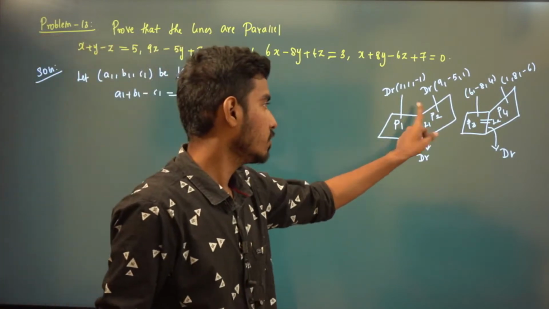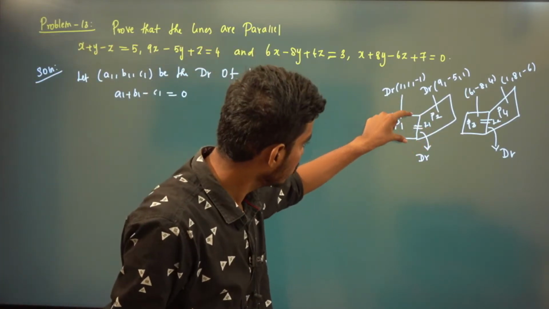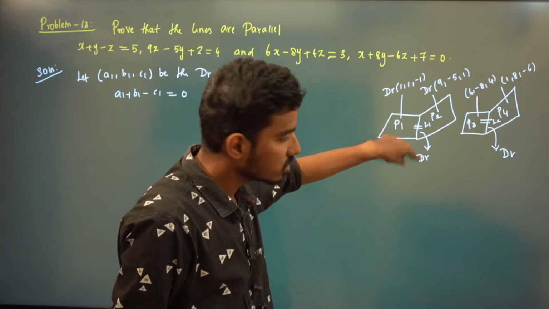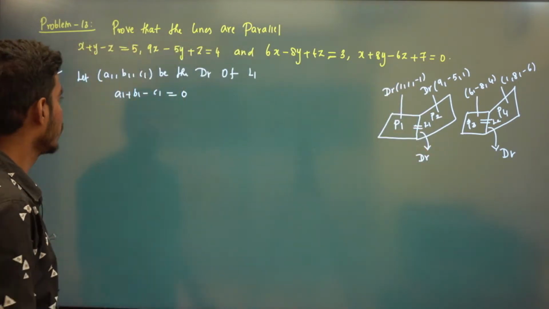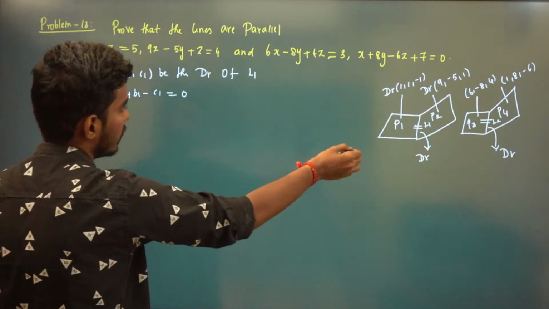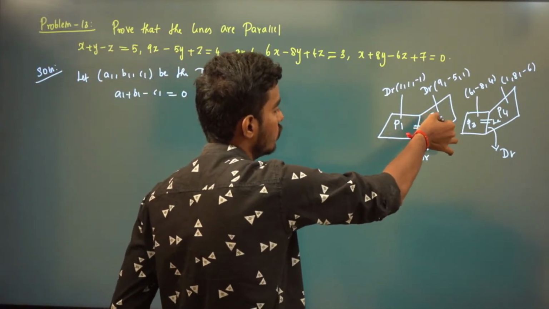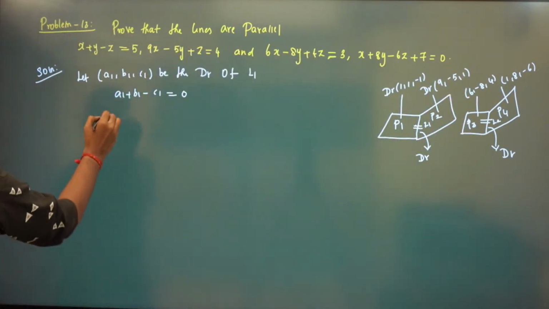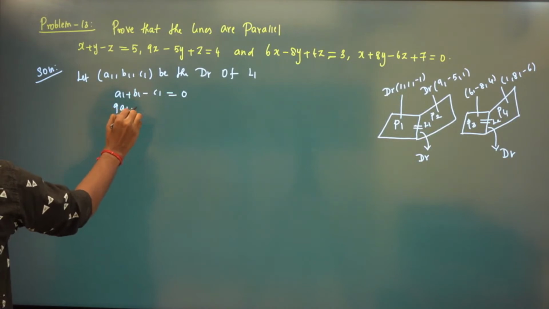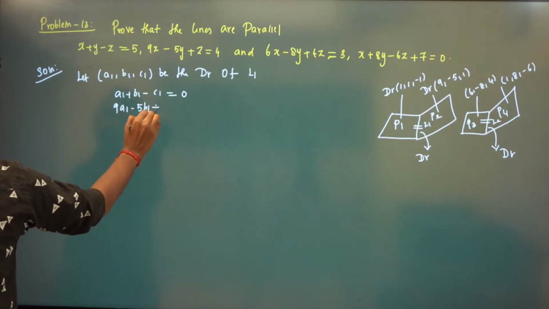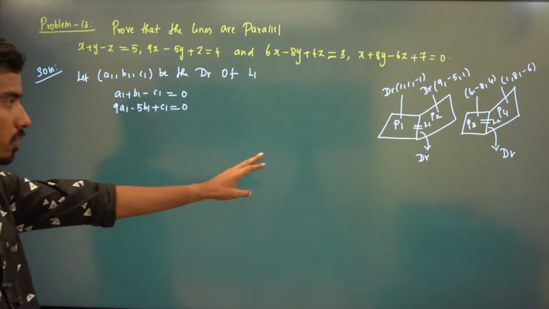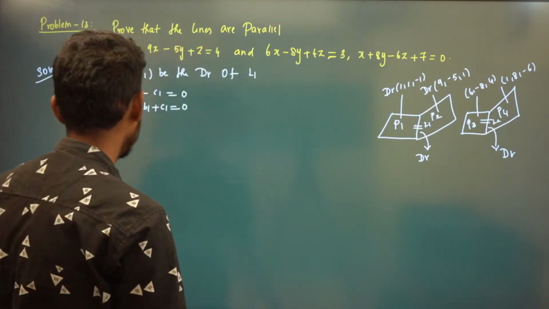This L1 lies in P1. That means this direction ratio is perpendicular to the normal. So we will have A1 A2 plus B1 B2 plus C1 C2 is 0. And similarly, this line L1 is also in the plane P2. So it is perpendicular to the normal. So we will have 9A1 minus 5B1 plus C1 is equal to 0. Now solve for A1, B1, C1. You will get the direction ratio of this line.